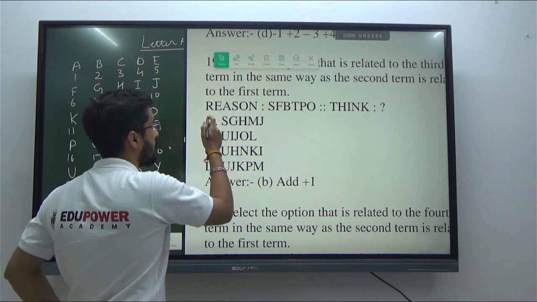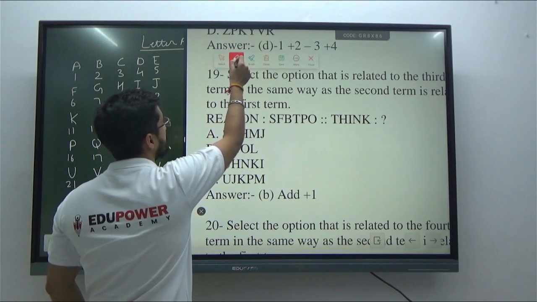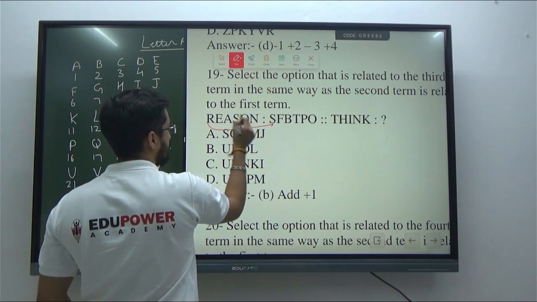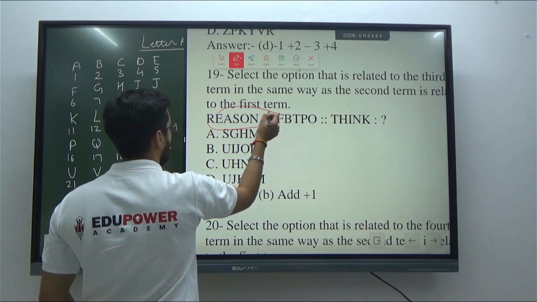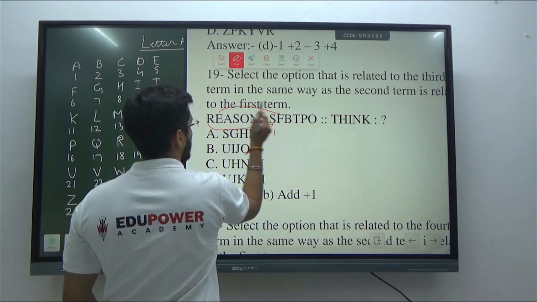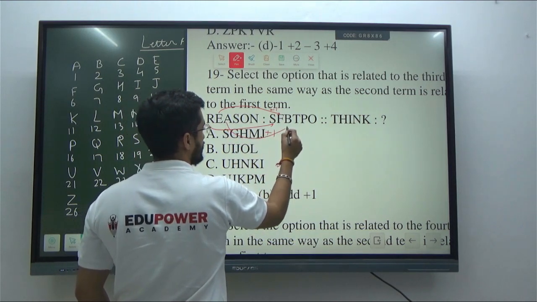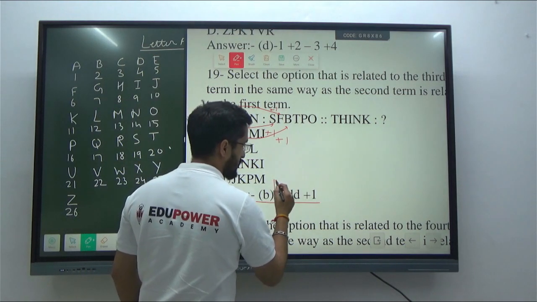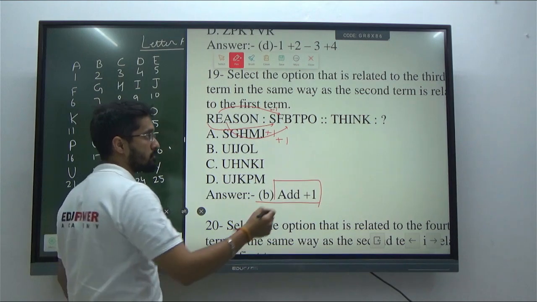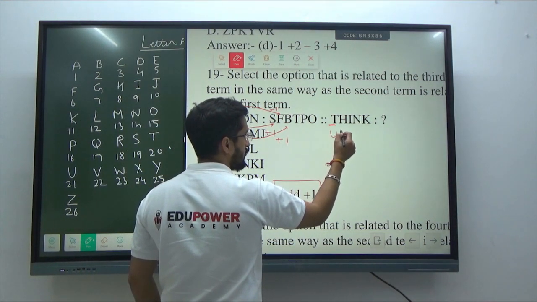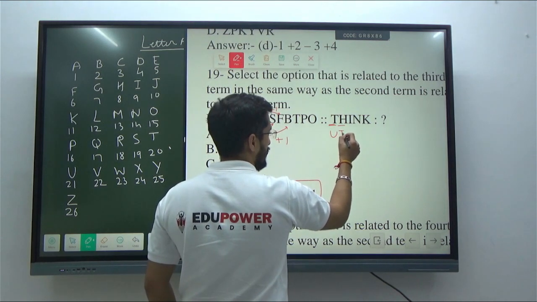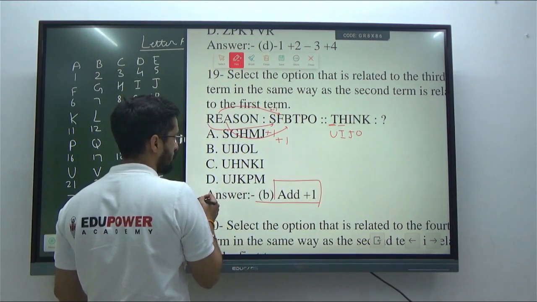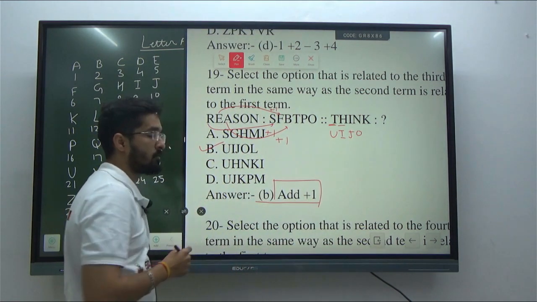Okay, R to S. Okay, R से S, तो what is it, +1. E से F, E से F is again +1, ठीक है. A से B +1, S से T +1. So what approach here we are using is +1. We are simply adding +1 to get our answer. Okay, now T का +1 क्या आएगा, U, H का +1 I, I का +1 J, N का +1 O, UIJO. Answer is B, UIJO.